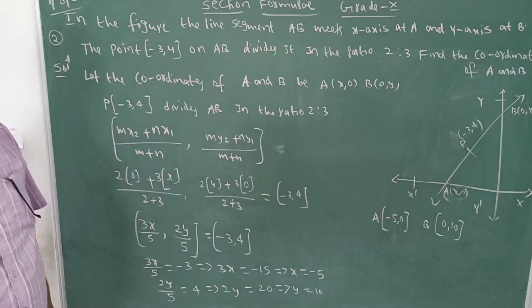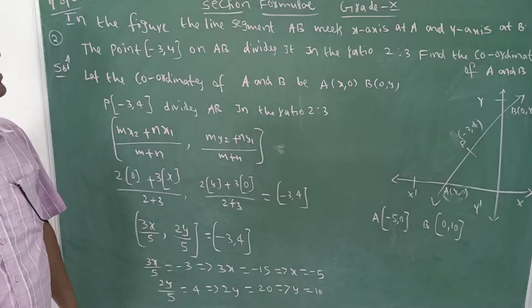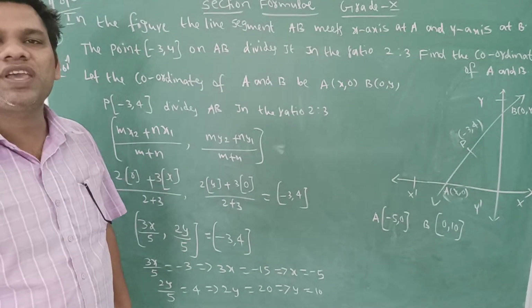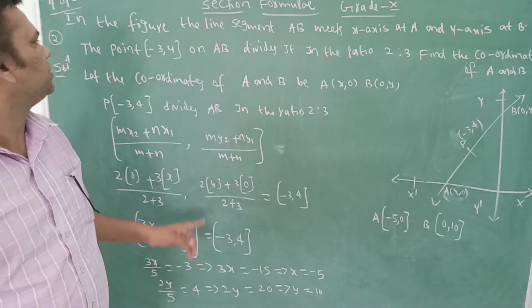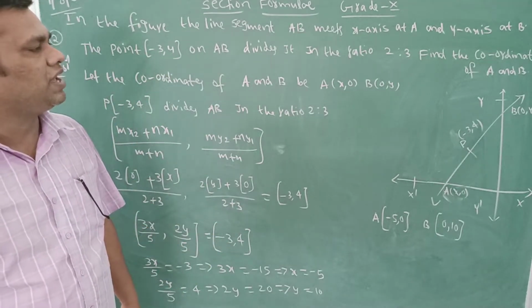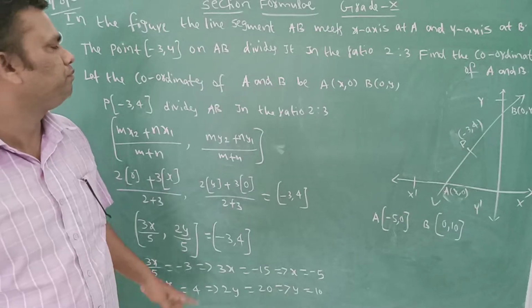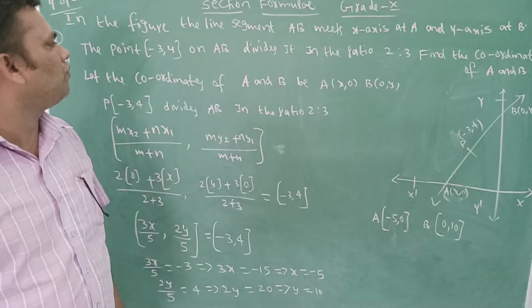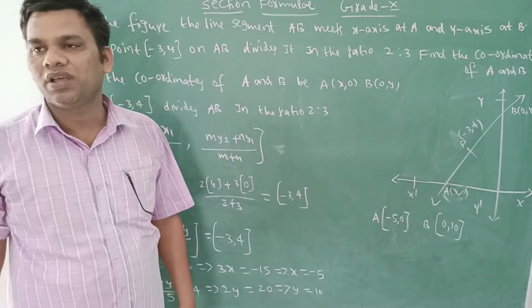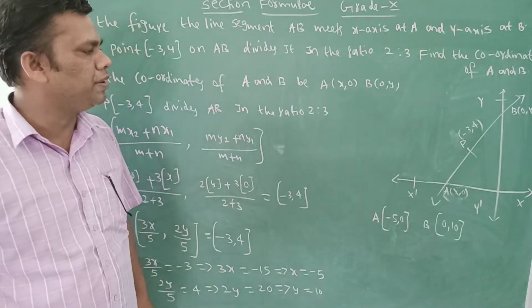See here, in the figure, the line segment AB meets the x-axis at A and the y-axis at B. The point (-3, 4) on AB divides it in the ratio 2:3. Find the coordinates of A and B.